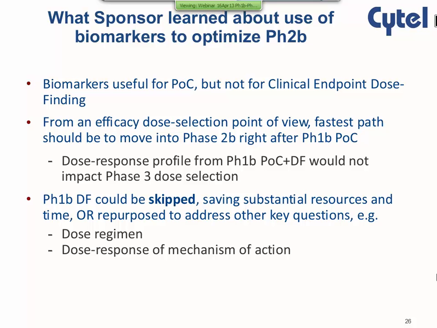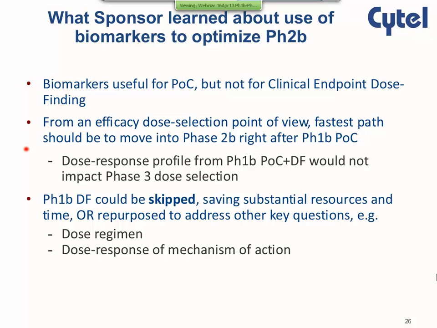So what we learned from this exercise is that biomarkers, in this situation, were useful for proof of concept, but not for clinical endpoint dose finding. From an efficacy dose selection point of view, the fastest development path for this situation should be to move to the phase 2B trial right after the early proof of concept trial based on the biomarker. And that's the short-term trial.